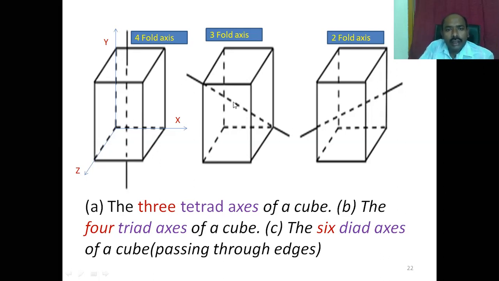Similarly, for the threefold axis, n is equal to 3 and theta is equal to 120 degrees. This line is the body diagonal. This axis passes through opposite corners of the cube, that means the body diagonal.